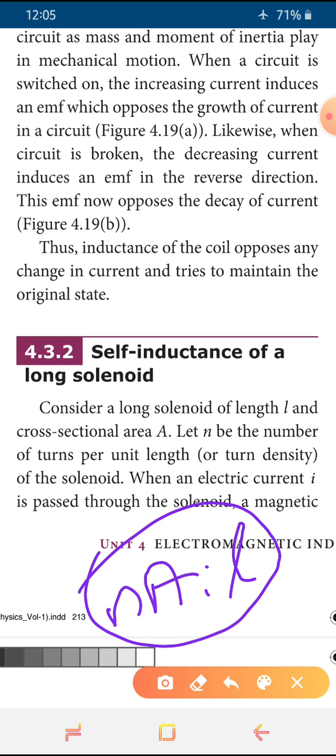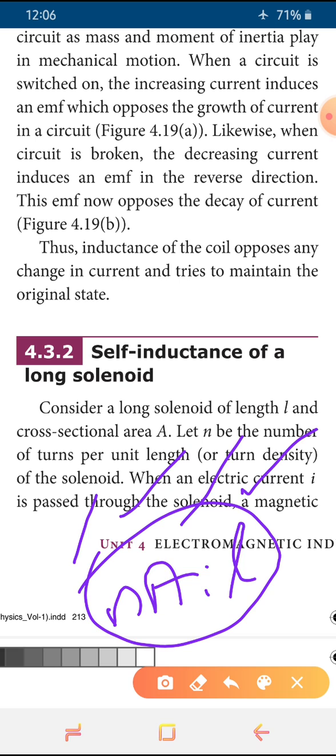Okay, and now here we have the solenoid. The perfect solenoid means it should be very long. If it is long, that is called a perfect solenoid. That solenoid has the length L, which is given here, its area of cross section is capital A, and N number of turns are there in the solenoid.